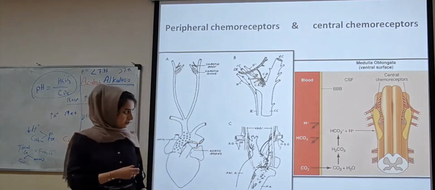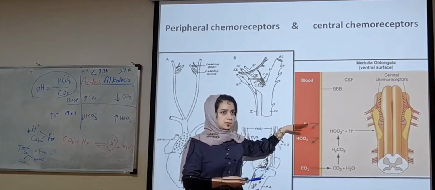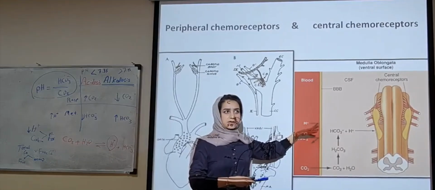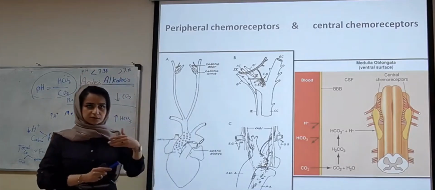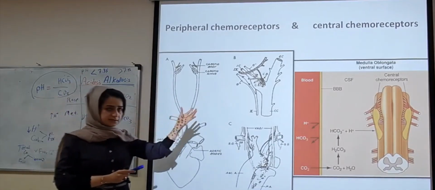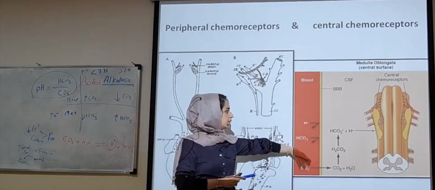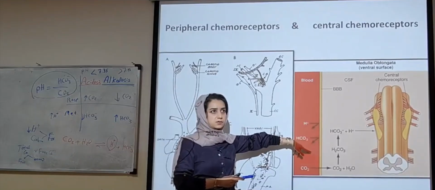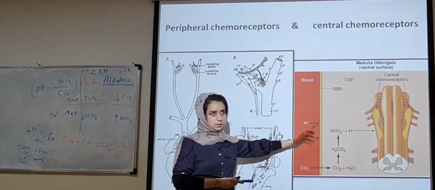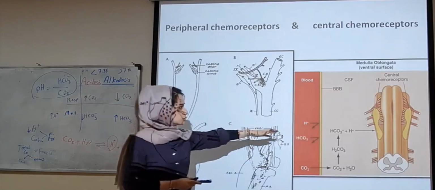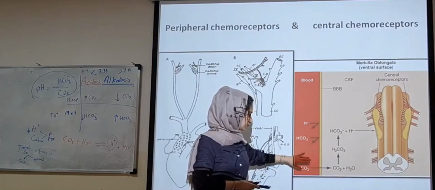And another issue about the central chemoreceptor: as you know, there is the blood-brain barrier and the CSF. The central chemoreceptor is in the ventricle of the medulla oblongata, so there is CSF, and between blood and CSF there is the blood-brain barrier. It is a barrier to the H, a barrier to the HCO3. But there is no barrier to CO2. Only CO2 can pass through.